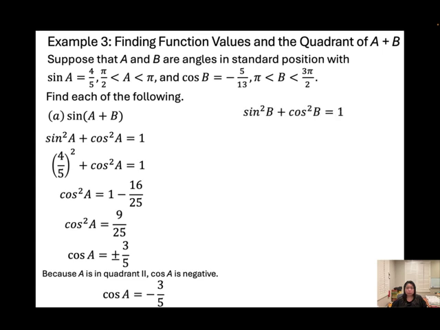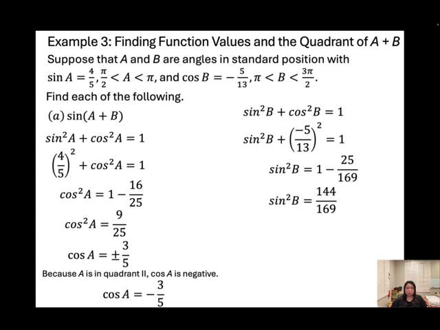Now we're going to do the same thing for the cosine B. Okay, we use the identity. So plug it in. Find out what is your sine B here. Take the square root for both sides. You should have the plus minus. And again, angle B will be in the quadrant 3. So sine should be negative.